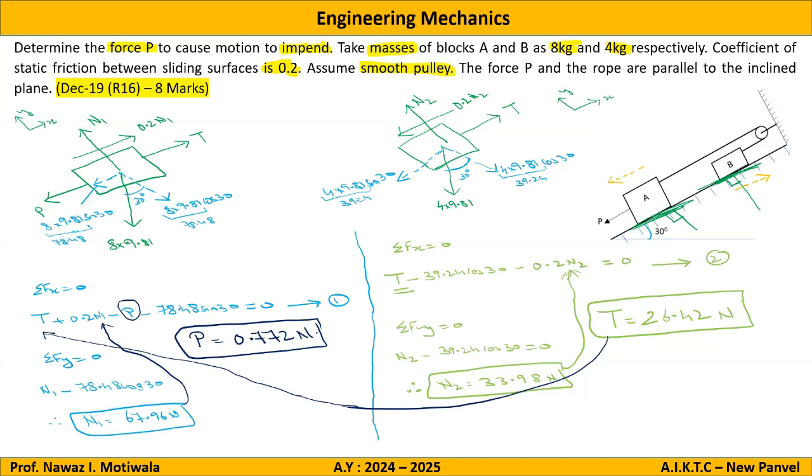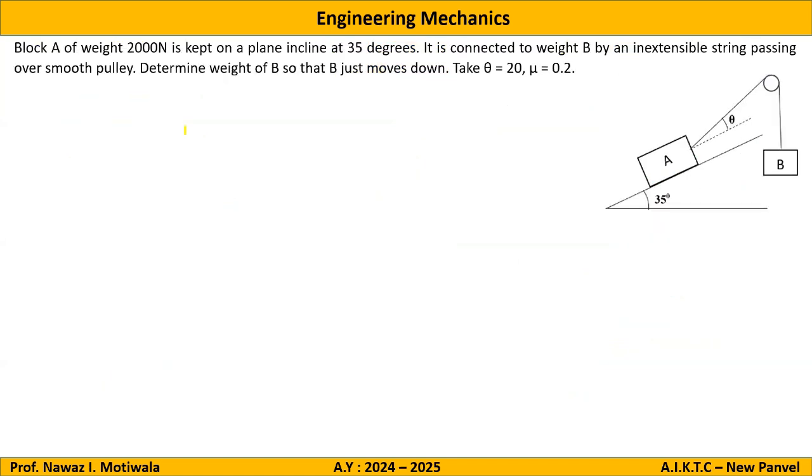So on that note, let us move further to the next question, which says block A of weight 2000 newton is kept on a plane inclined at 35 degrees. It is connected to weight B by an inextensible string passing over a smooth pulley. Determine the weight B so that the body B just moves down, and the value of theta is given to us as 20 degrees and coefficient of friction is given to us as 0.2.